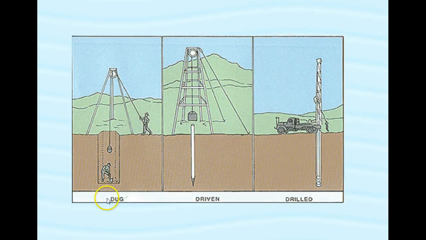So again, here you see a dug well right here, with a bucket that would reach down into the well and have to be pulled out. Here you see a driven well, and then here you see a drilled well. Typically, these two would have some kind of pump associated with them that would pump the water out of that aquifer.